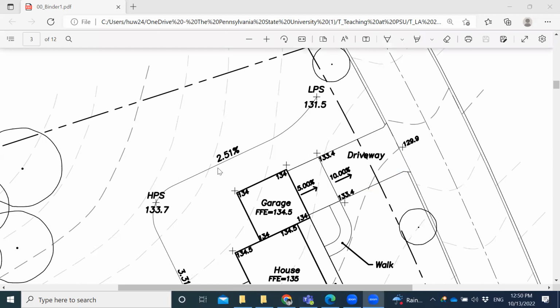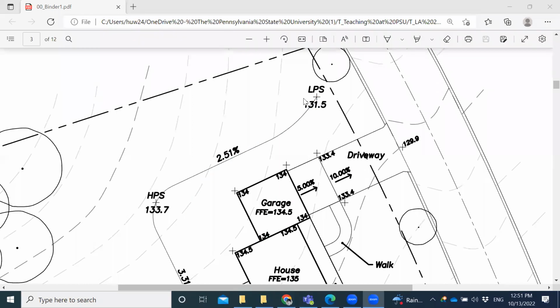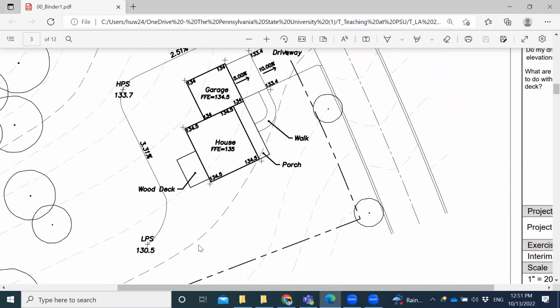If we have a slightly above 134 garage FFE and we keep this the same as the garage FFE, we move the HPS somewhere over here, I don't think that would significantly affect your centerline slope over here. I think you should still be able to rate this for it to be 2%. It wouldn't be too hard to make it above 2.